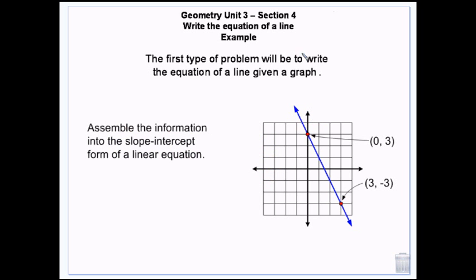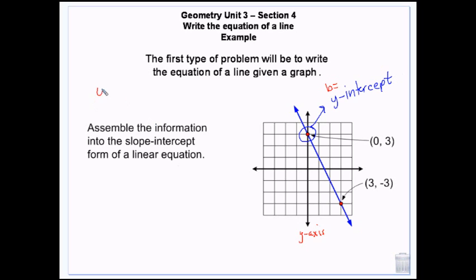There are different types of problems where you'll be asked to give the equation of a line, and in one they actually give you a line and you have to give the equation. Okay, so we need to find the slope and we need to find the y-intercept. The y-intercept is the point where the line crosses the y-axis. So this is B. B is our y-intercept.